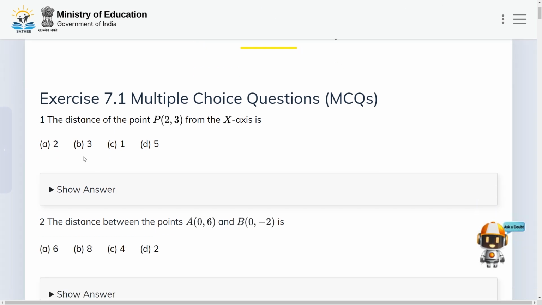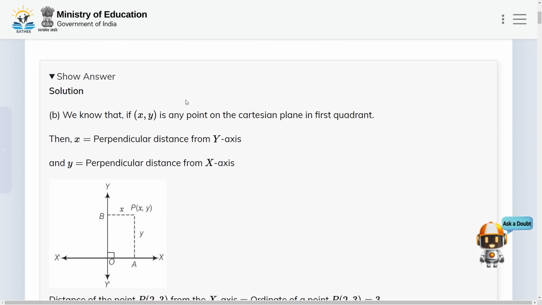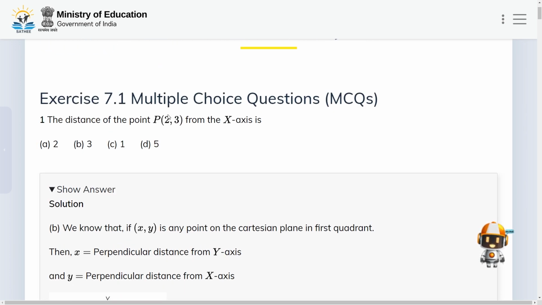In question number 1, the distance of the point P(2, 3) from the x-axis is what? Let us find it. We know that if (x, y) is any point on the Cartesian plane in the first quadrant, then x is the perpendicular distance from the y-axis and y is the perpendicular distance from the x-axis. We are given the point (2, 3), and we need to find the distance of the point P(2, 3) from the x-axis.